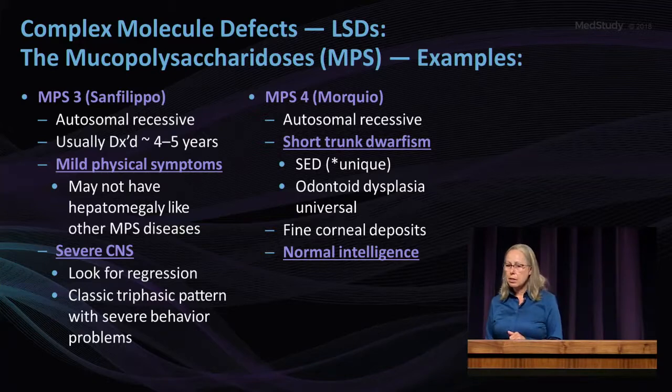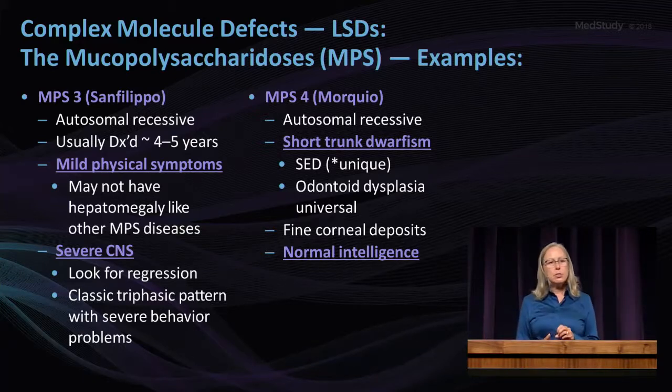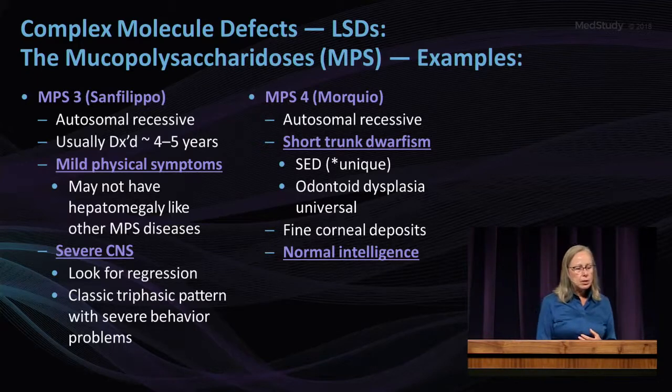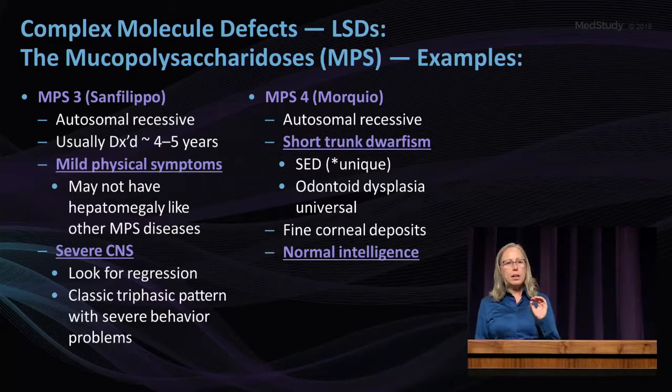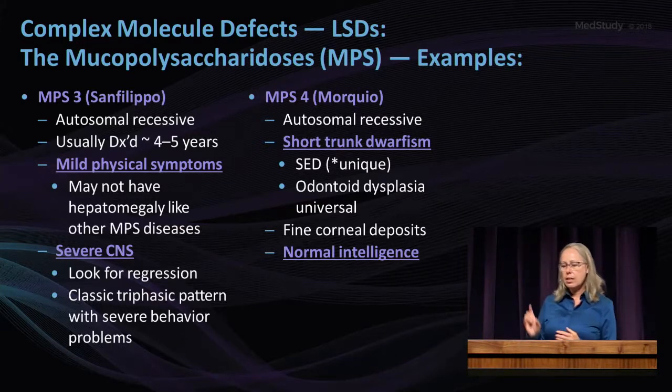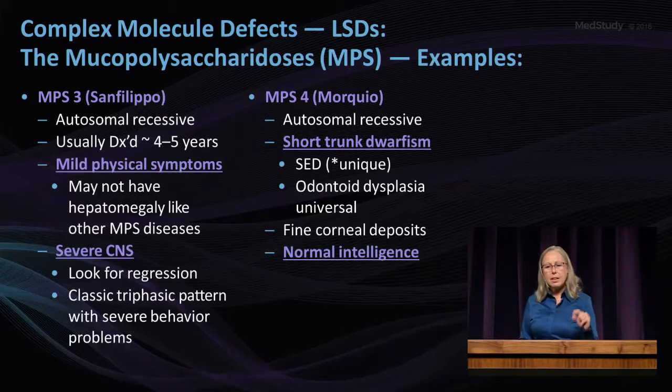MPS 4 is Morquio's, autosomal recessive. This is a short trunk dwarfing condition. So they don't have the intellectual disability. They don't have the big liver, but rather than achondroplasia, which was a short limb, this is a short trunk. So they have an SED, which is unique for the MPSs. SED is spondyloepiphyseal dysplasia. They also have an odontoid dysplasia. They can also get fine corneal deposits, and again, they have normal IQ.